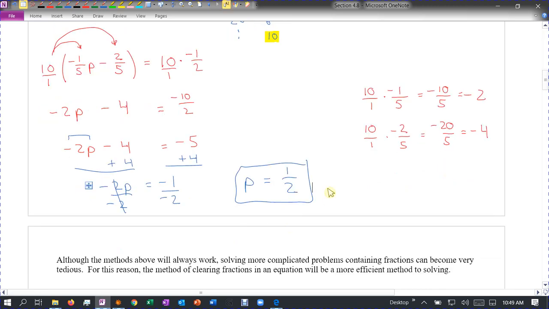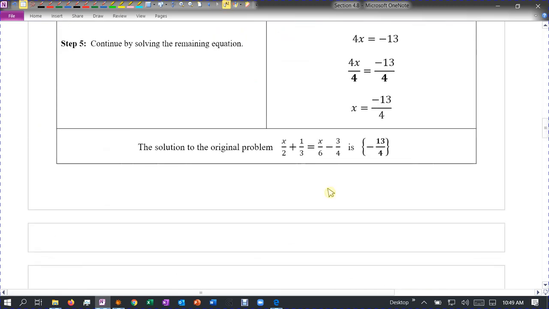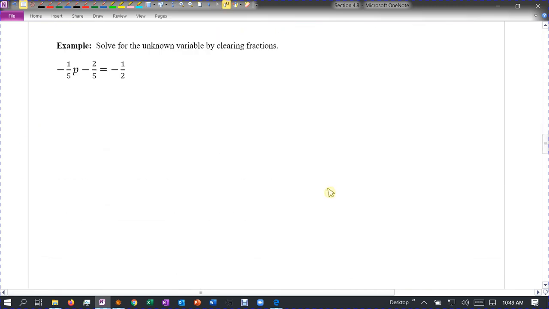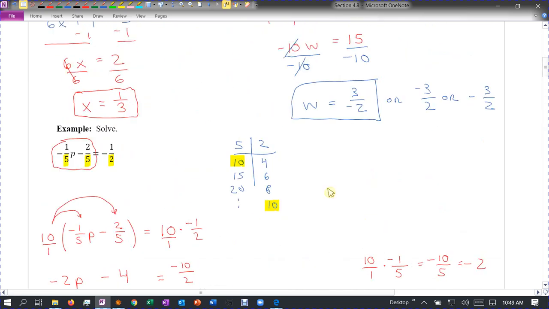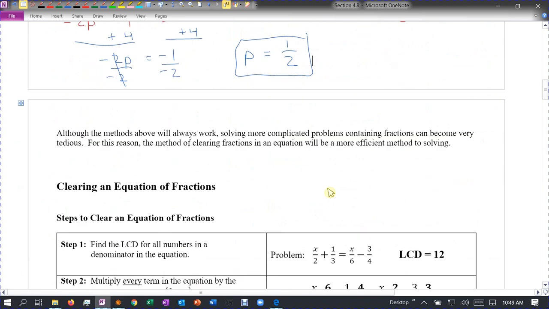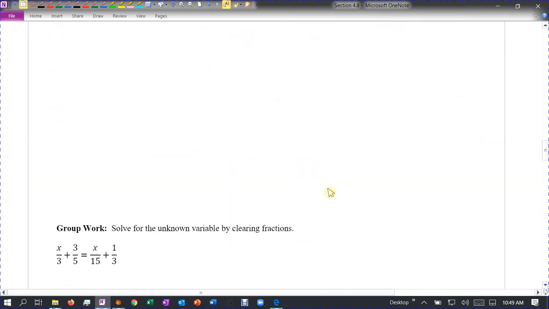Okay, I'm going to just skip through all that. Don't worry about that. So here's another example. Is that the one we just did? Yeah, that's the one we just did. So we won't do that again.